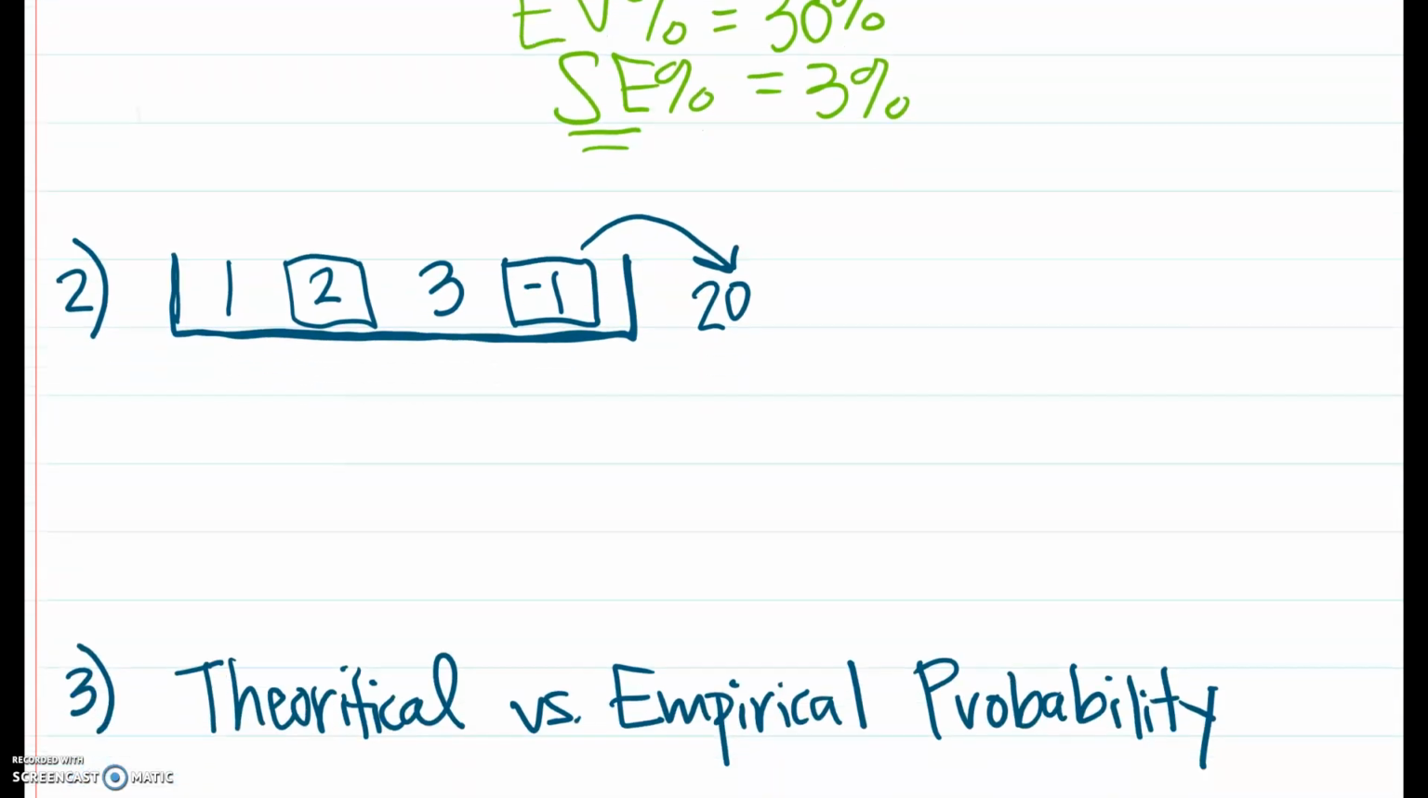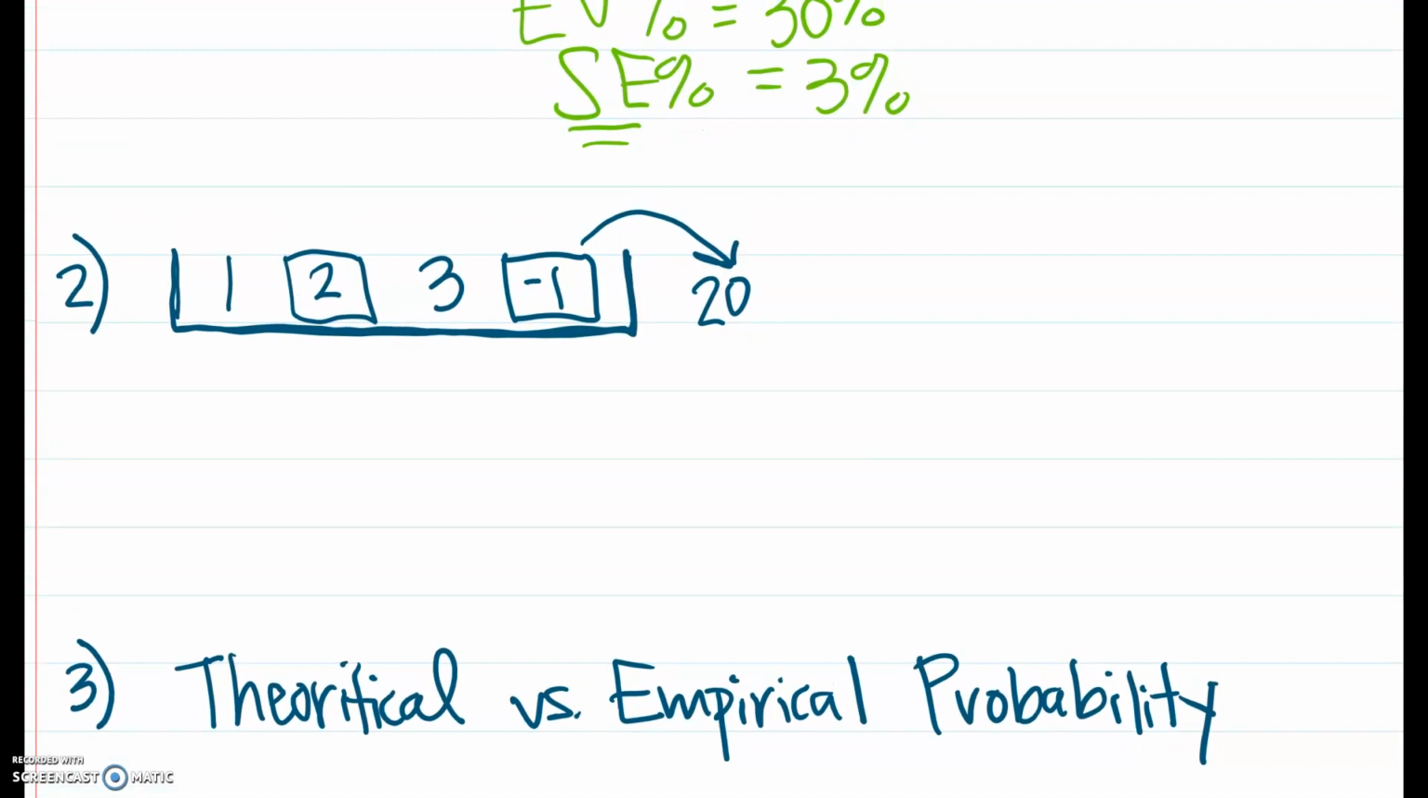Okay, and then moving on to the next one. I think this is like the problem we had where if you draw a spade, you got $2, and if it was any other suit, you lost $1. I'm pretty sure it was just like this one. And say you're playing this game 20 times. So let's say that the question wants to know how much money you are expected to win out of the 20 times.